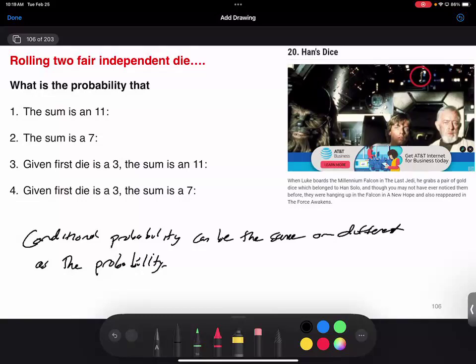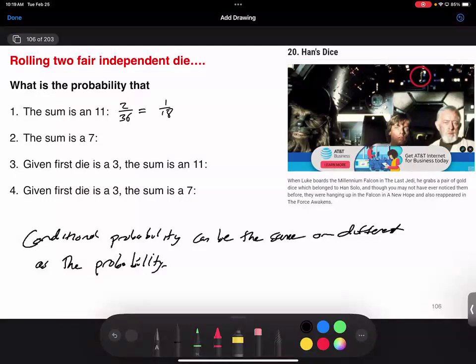Of those 36 outcomes, how many of them will give you an 11? 2. A 6 and a 5, or a 5 and a 6. So we have 2/36, which is, of course, just 1/18. But it's better to initially write it as 2/36 to show you where it's coming from. How about having a sum of 7? There's 6 ways, so 6/36.